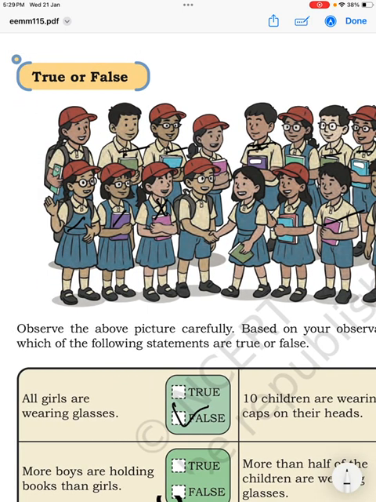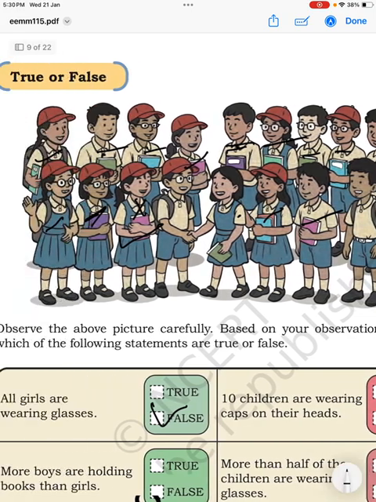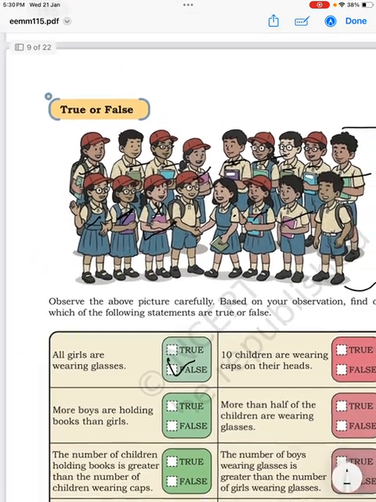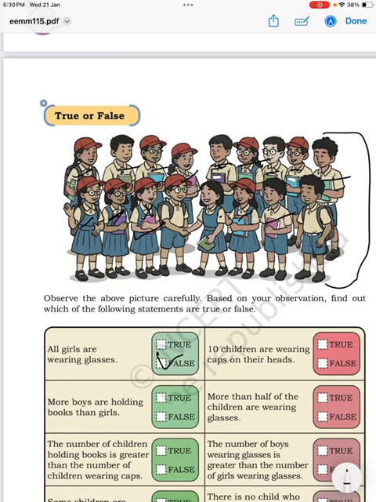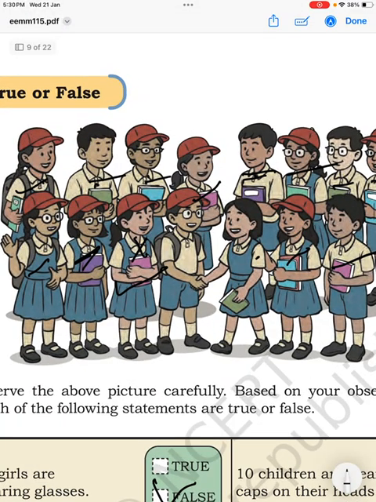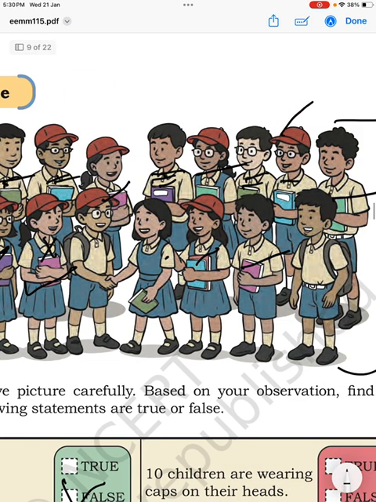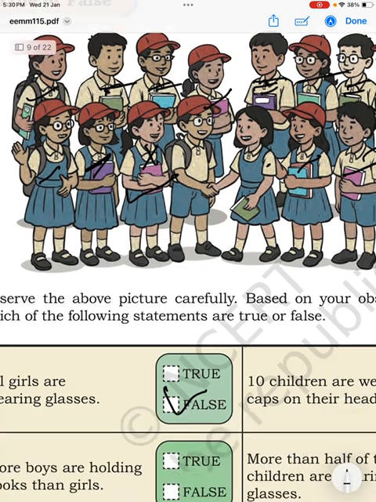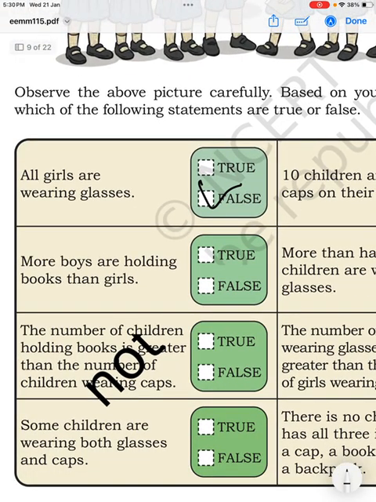Now come to girls. One girl is holding a book, second girl is holding a book, third, fourth, fifth, sixth, seventh. So 7 girls, it is a tie. Again, let me count, maybe I skipped some boy. 1 2 3 4 5 6 7. So this is a tie. The question was more boys are holding books, true or false? So it is false, both are the same.